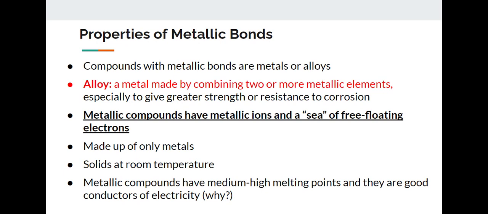or rusting. Again, metallic compounds have metallic ions and a sea of those free floating electrons. They're made up of only metals. They are solid at room temperature, and they have medium high melting points, and they are good conductors of electricity.